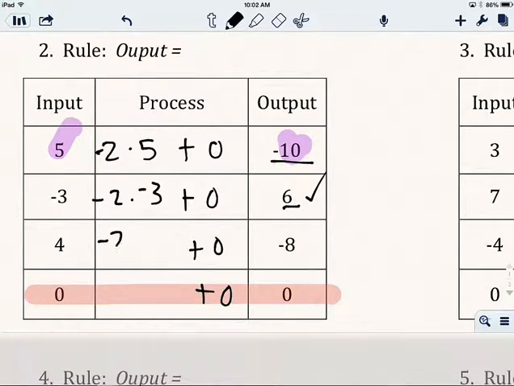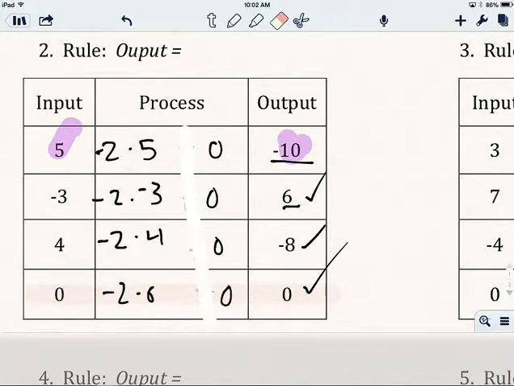Remember, it has to work for every single row. -2 times 4 is -8. That works. -2 times 0 is 0. And since adding 0 doesn't really do anything, I'm going to go ahead and get rid of that part, and I can then write my rule.